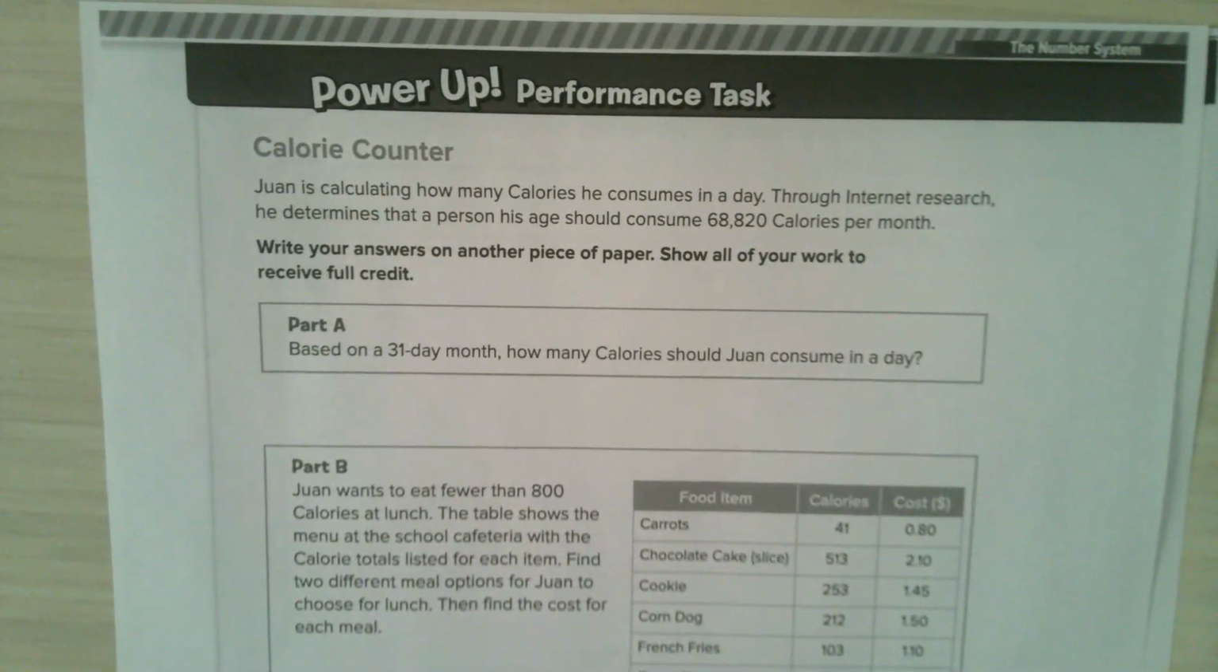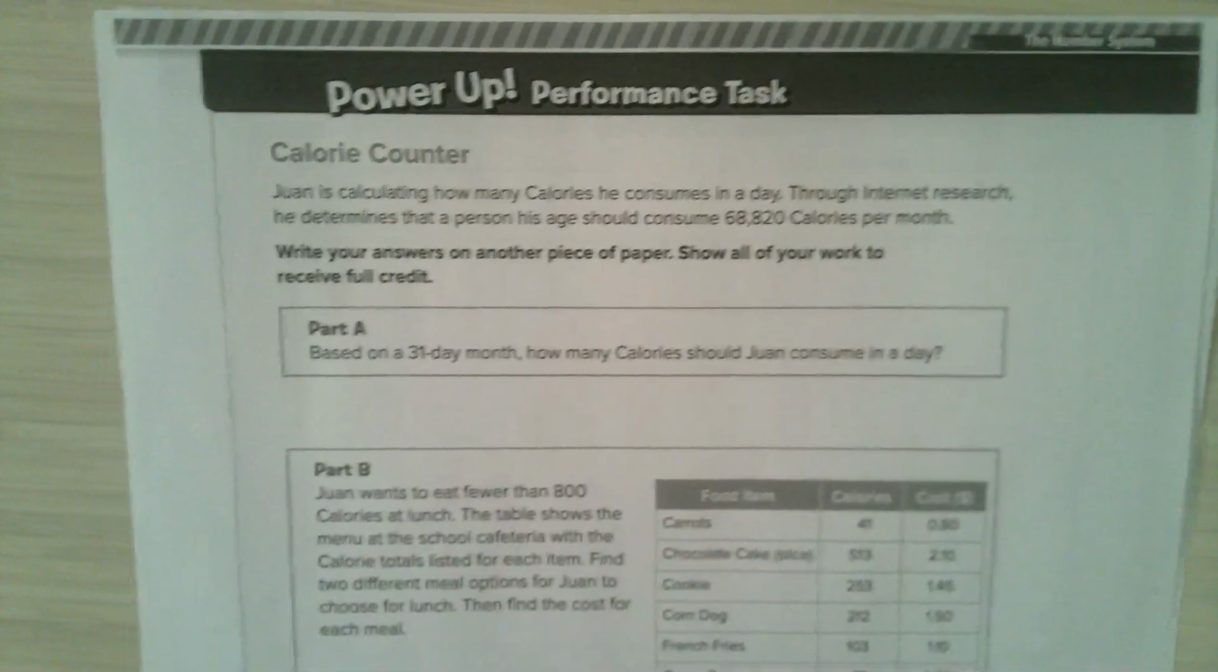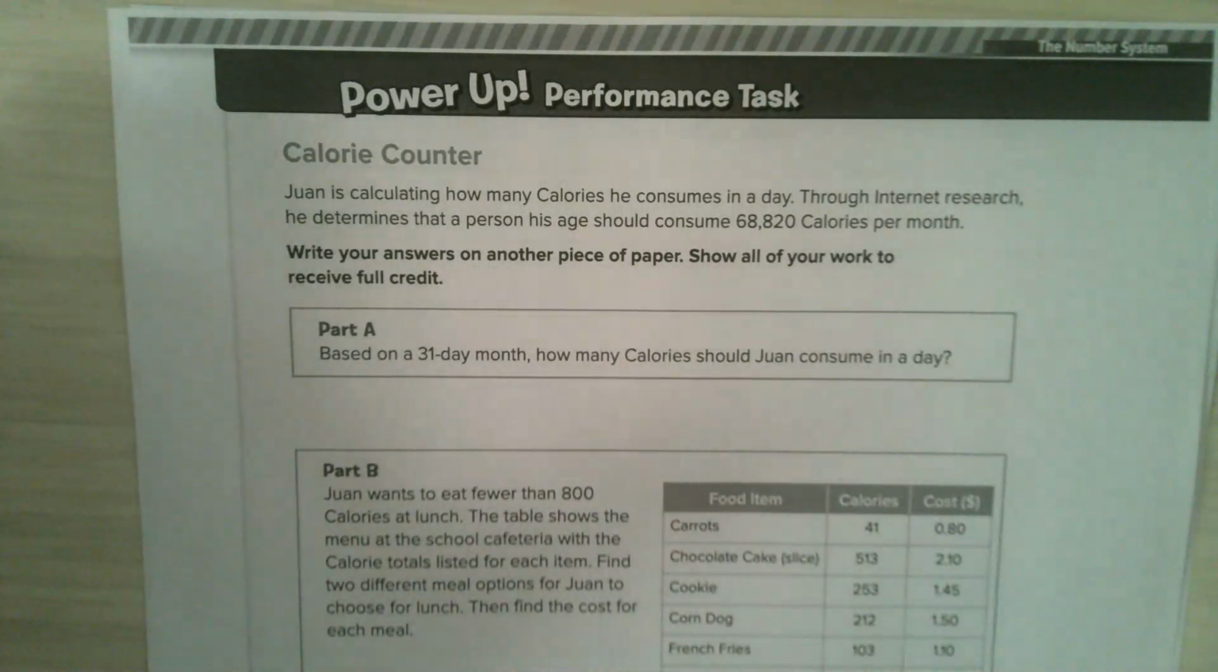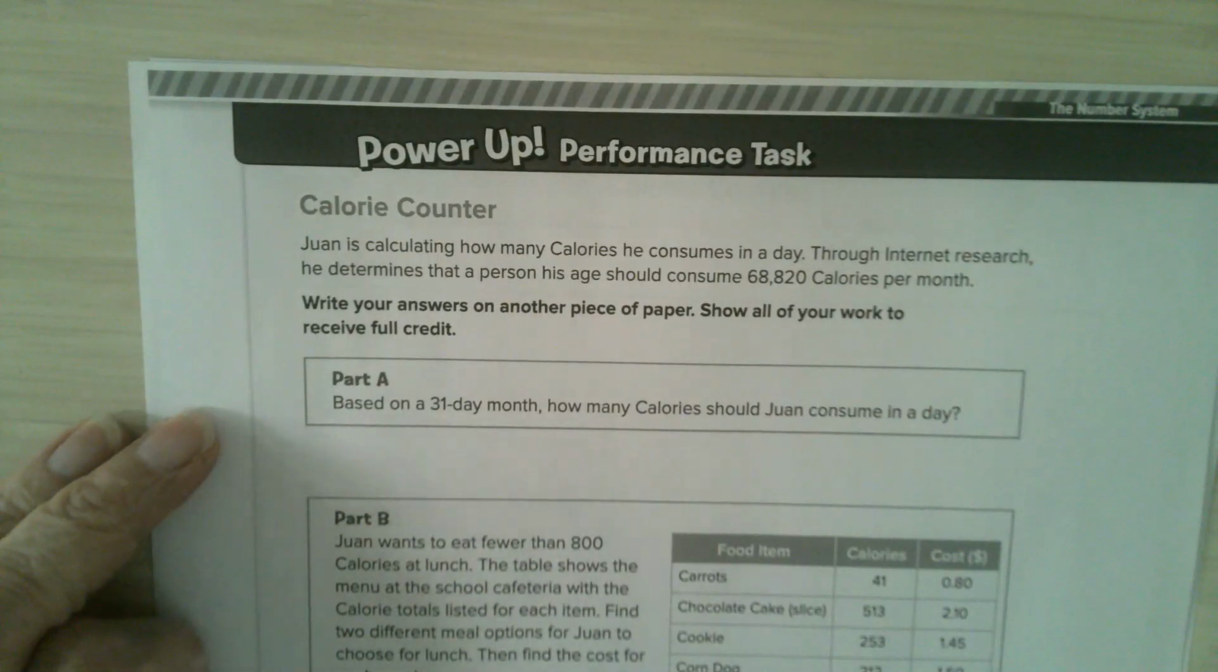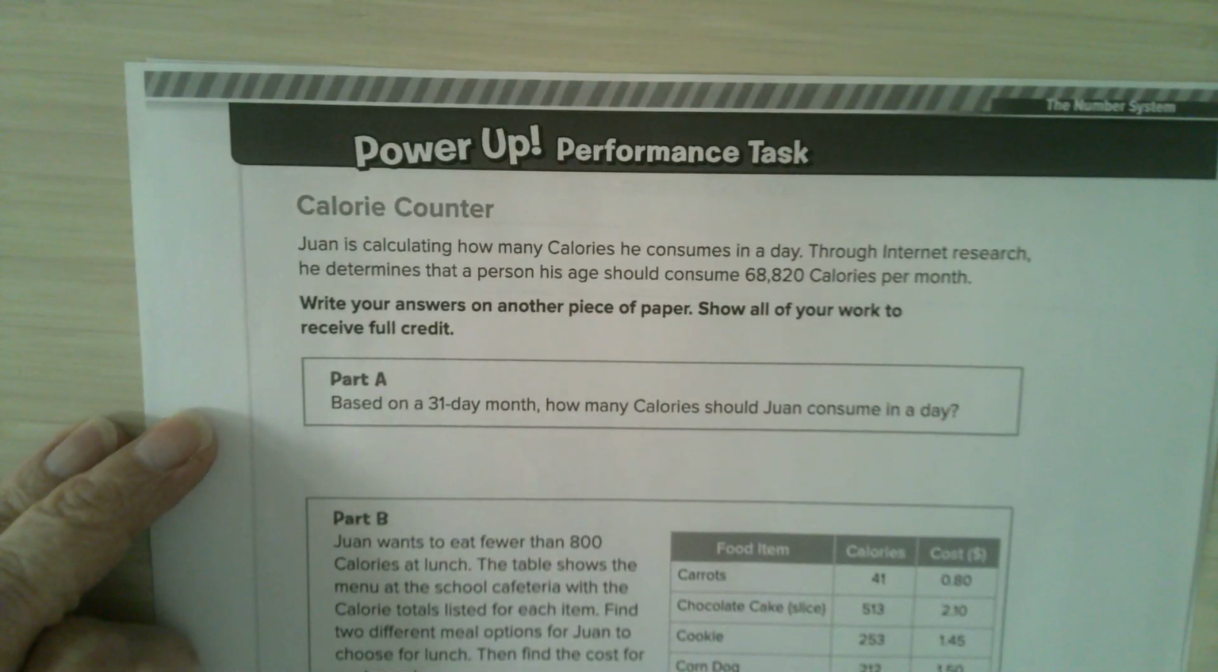All right, when you do the performance task, the first slide has a picture of a lunch tray with food on it, and then you click on the next slide, and this is what it's about. It says Juan is calculating how many calories he consumes in a day. Through internet research, he determines that a person his age should consume 68,820 calories per month. Part A, based on a 31-day month, how many calories should Juan consume in a day?